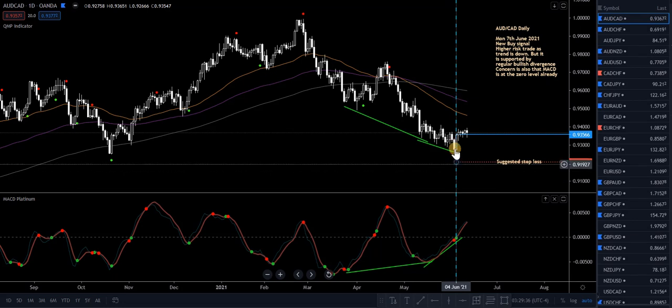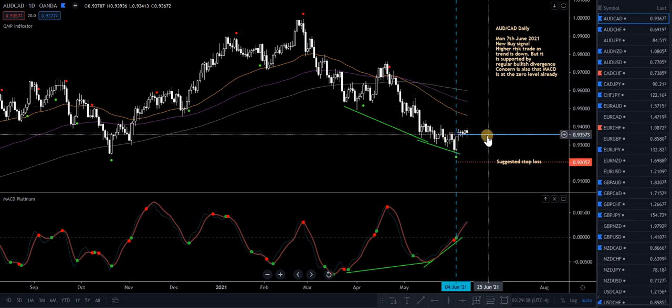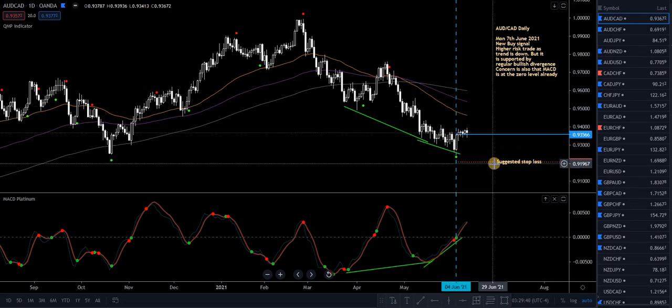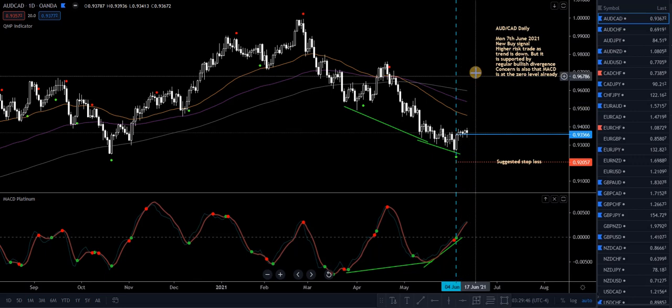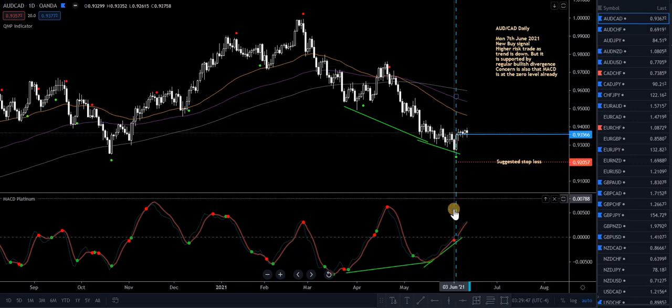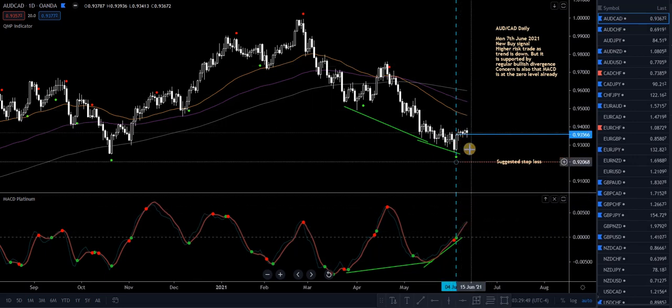Buy signals are the blue lines. So the stop loss is this red dotted line, and that's just a suggested stop loss. That's where I would put it if I was taking this trade. This was a buy signal here. You can read it. It's going nowhere quickly. MACD is already through the zero level.